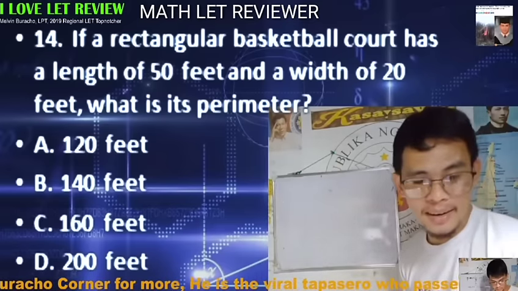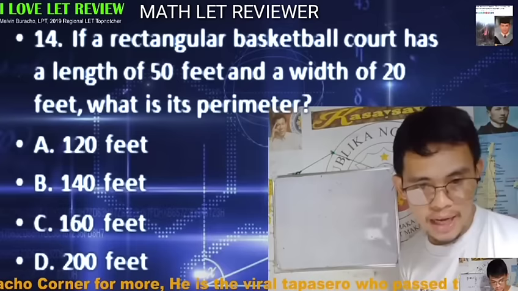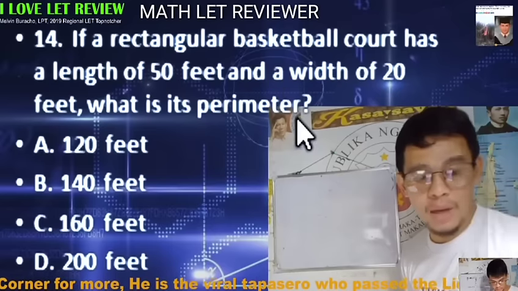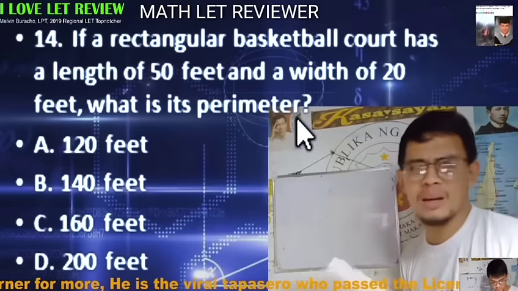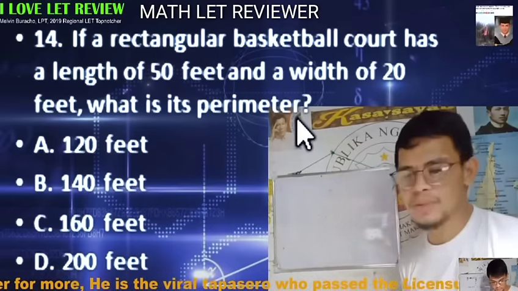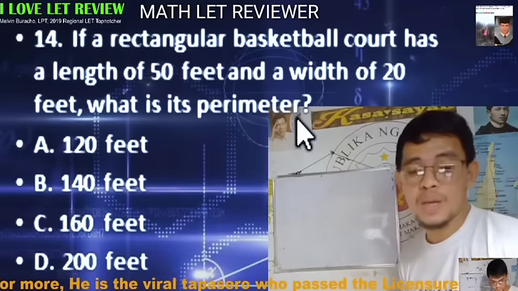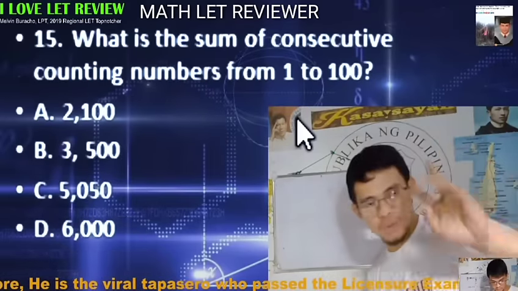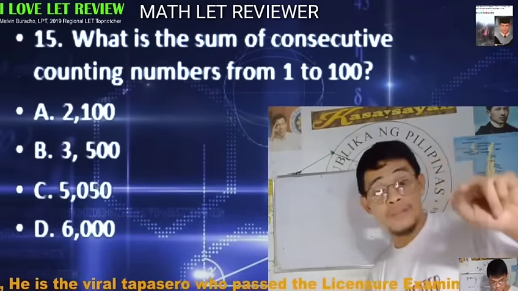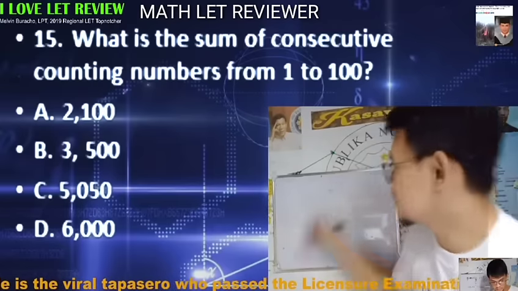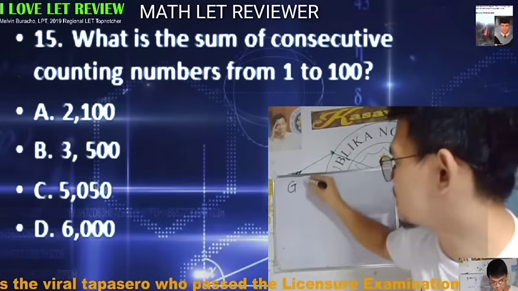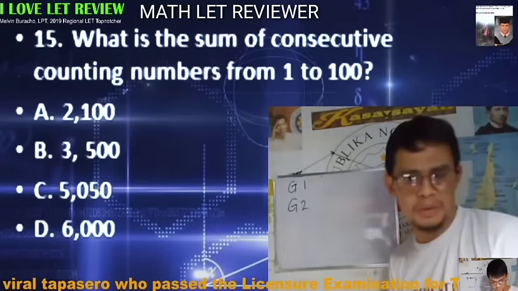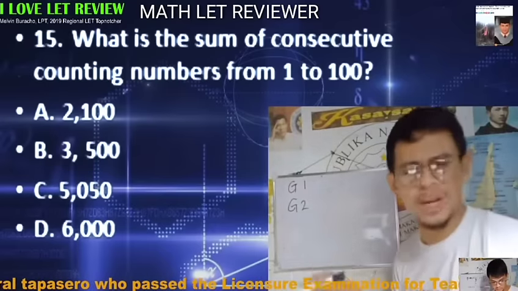Okay? So, ano yung katanungan dyan? Ano daw yung sum sa consecutive counting numbers from 1 to 100? Counting numbers 1 to 100. Naku po, napakarami naman po dyan. So, kailangan lang po natin i-divide. I-grupo po natin siya para hindi tayo mahirapan into 2. Again, this is true to all givens. Okay? We have to divide them by 2. So, i-grupo natin sila. Group 1, group 2. Bakit ganun, sir? Para madali nating ma-solve. Huwag ka nang magtanong. Basta i-grupo nyo lang po siya.